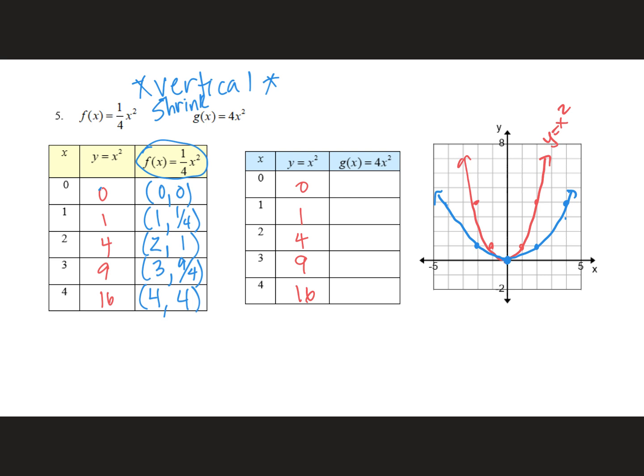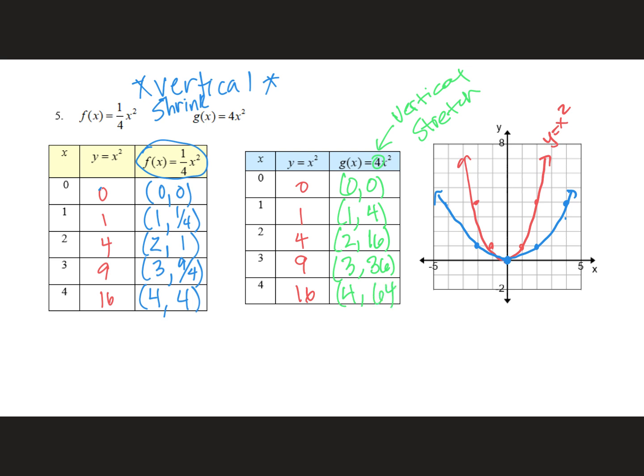Now, what does it look like when we do a stretch? Well, 4x squared is a vertical stretch. And again, anytime you see vertical, we know we're going with the y. So this is what happens to y. My x is not changing, but I'm multiplying my y by 4. So that would be 0. Then 1 times 4 is 4. 4 times 4 is 16. 9 times 4 is 36. And 16 times 4 is 64.